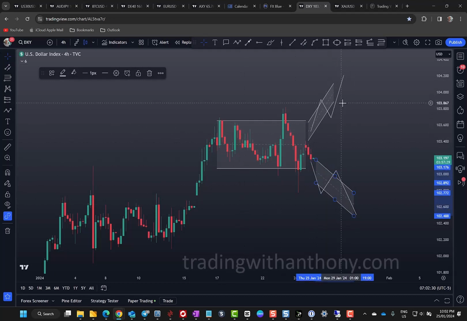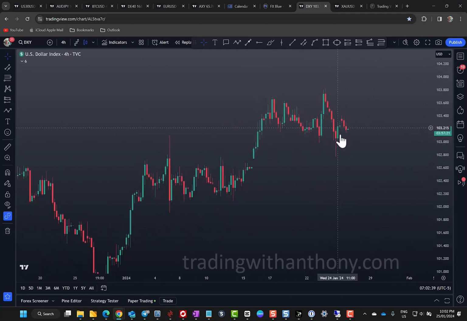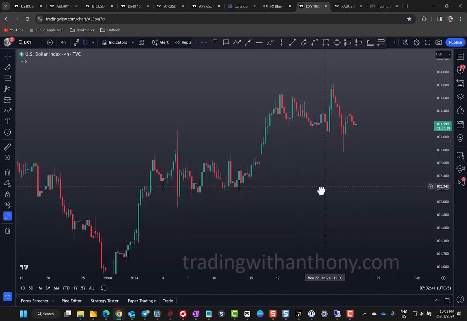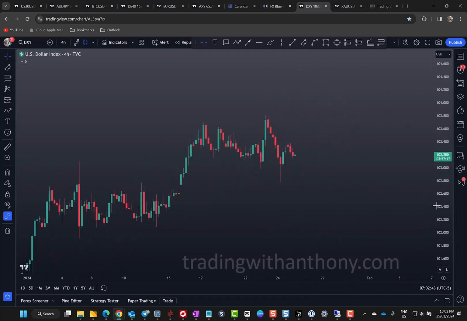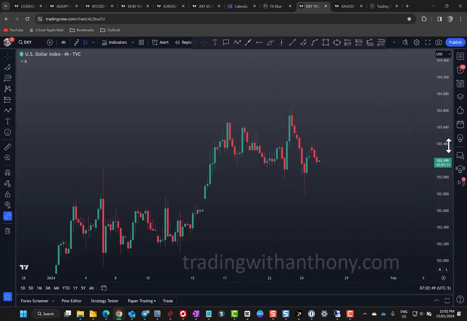Either way, it's going to break, and hopefully next week we get some clear direction and some opportunity while this is trending. I think that more or less wraps it up, guys. Just be really careful at the moment. This is not an easy trading environment.